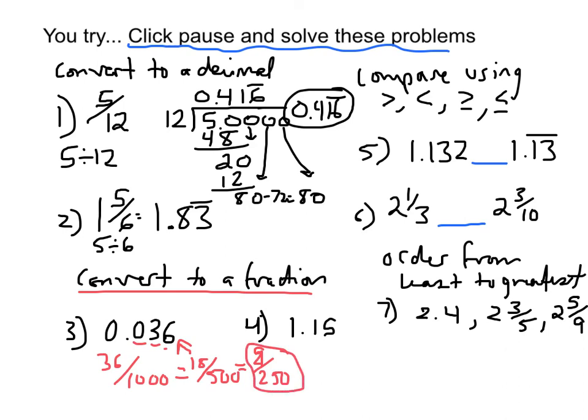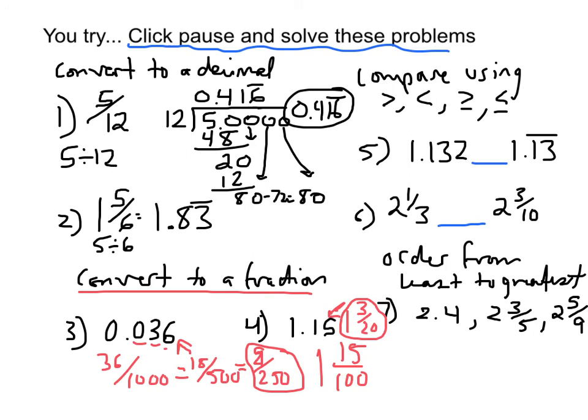Reduced. Number 4, 1.15. It's going to be 1 and some fraction. So this is a 5 in the hundredths place. So it's 15 100ths, which can be reduced, and they're both divisible by 5. 15 divided by 5 is 3. So 1 and 3, 100 divided by 5 is 20. 1 and 3/20ths would be a good answer in lowest terms.